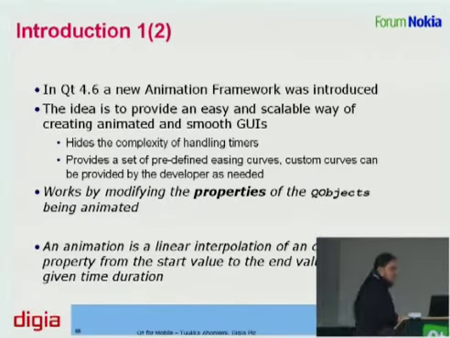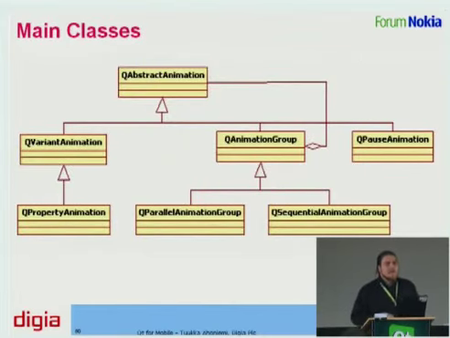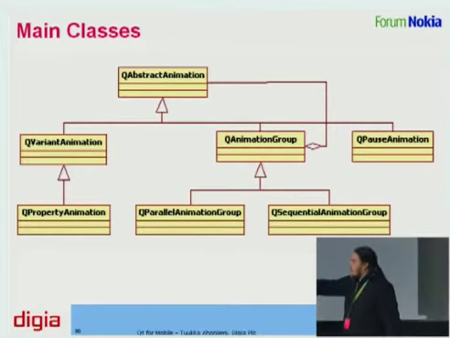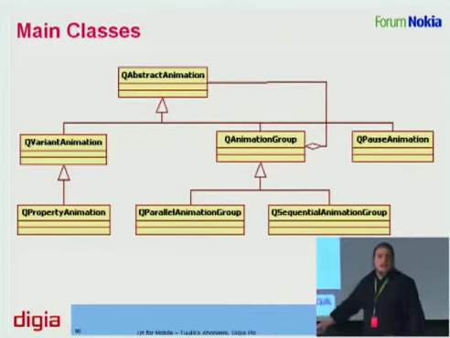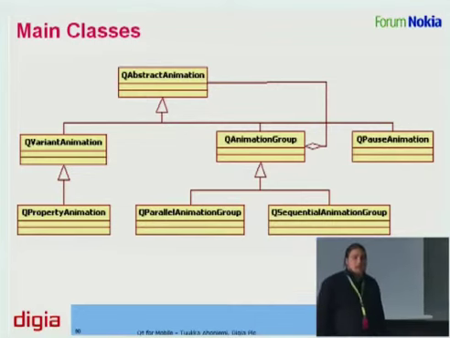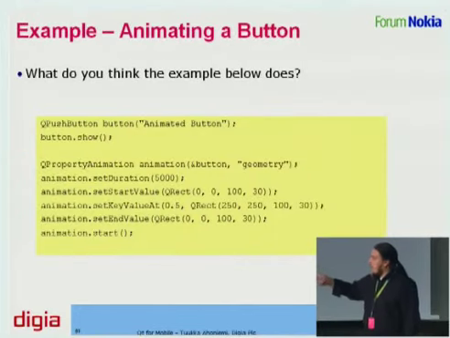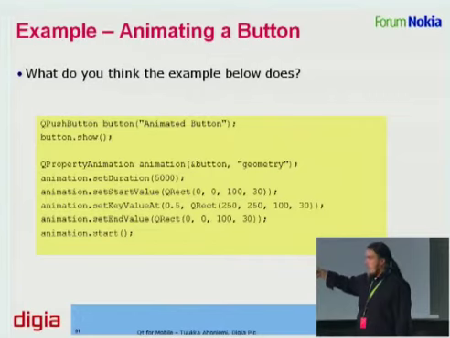So the animation framework provides you classes which modify properties over time. This is the one you actually use for doing one single animation: QPropertyAnimation, an animation that modifies a property. An example: here's a push button, and then there's this piece of code.